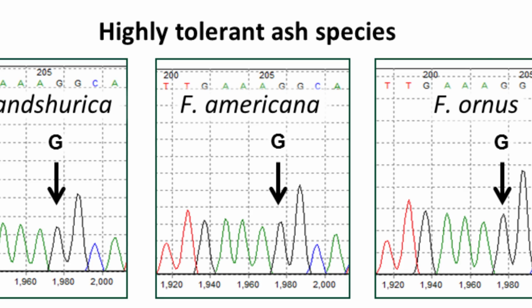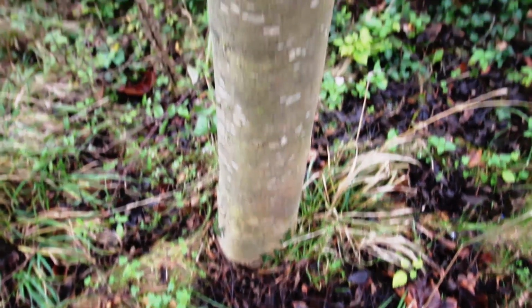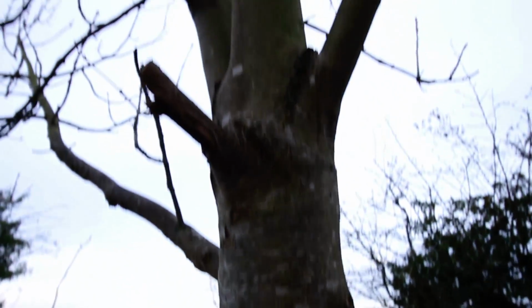With these 3 markers, we now have a test for the first time that allows us to go out into the wild and identify trees that should be quite tolerant to ash dieback disease. We can then use those trees in future breeding programs to try and repopulate ash in the UK.